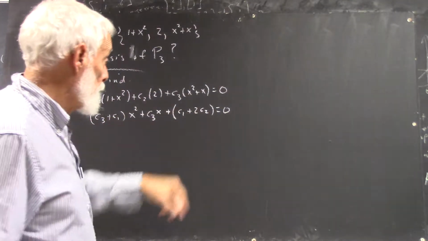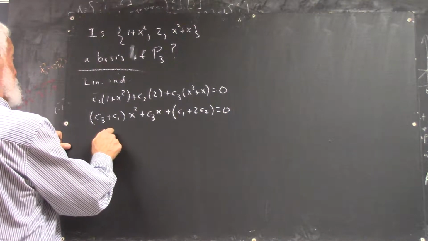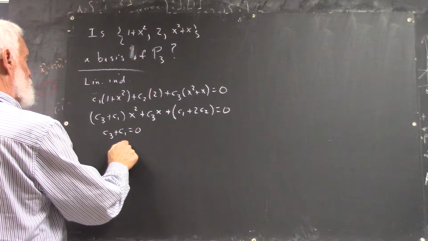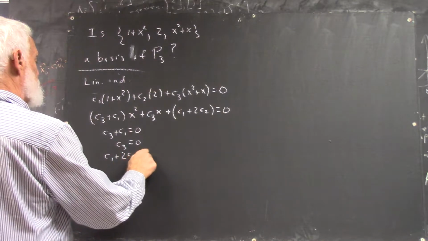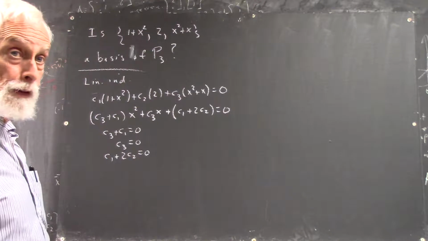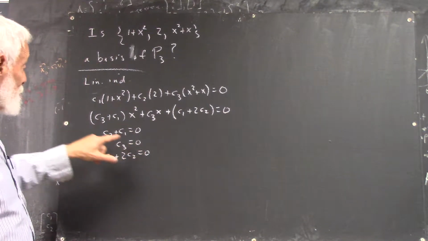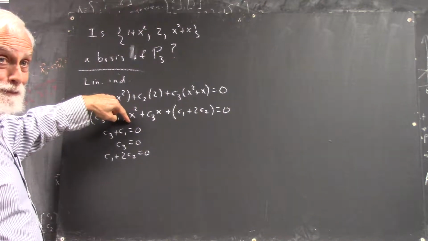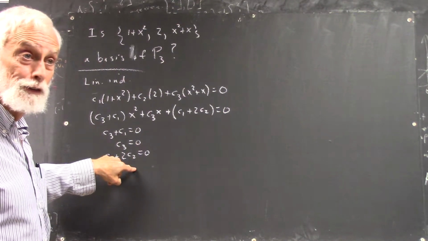Okay, now if this is 0, that means C3 plus C1 has to be 0, C3 has to be 0, and C1 plus 2C2 has to be 0. Okay? How do you solve that system of equations? Well, C3 is 0, right? Which means that 0 plus C1 is 0. So C1 is 0, meaning 2C2 is 0, so C2 is 0, right?